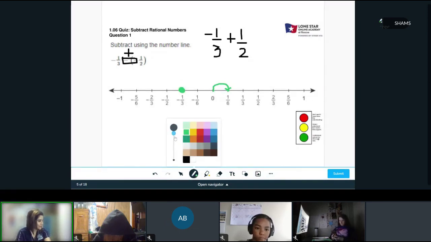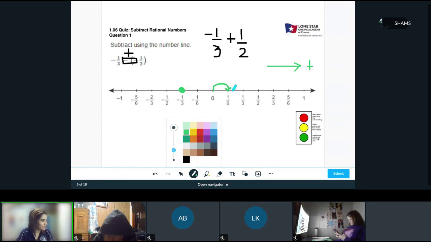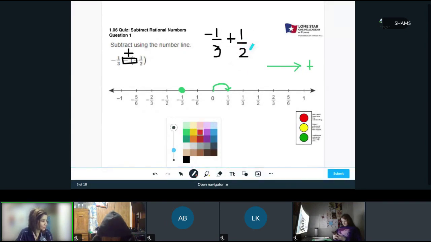Remember, when you are adding, you are moving to the right because the number is supposed to get bigger. I want to add a half. But because each jump on the number line represents 1/6, I want to see how much is a half in terms of sixths. So I want to make it a denominator of 6. Let's see how we can do that. Because the number line goes in terms of 6, we want to make the half into sixths.